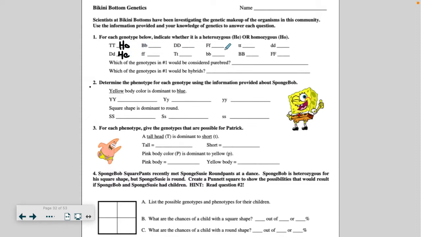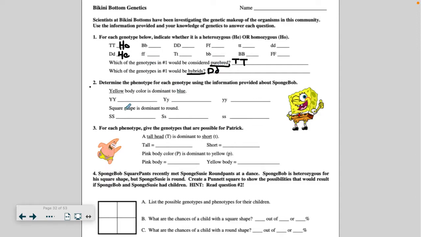You're going to do that for all of these. And then at the end, you're going to tell me which genotypes are purebred. Purebred means homozygous. The letters are the same, 100% that. So I would write big T, big T for sure, and I'd write all the others after I've classified them. Which of the genotypes would be hybrids? Hybrids have a capital letter and a lowercase letter. Big D, little d, so that's for sure one. So that's the first part.